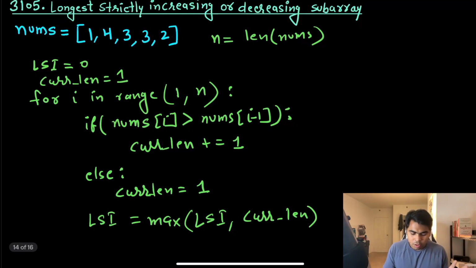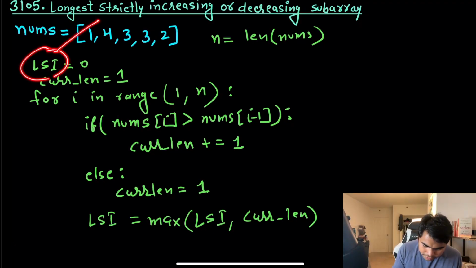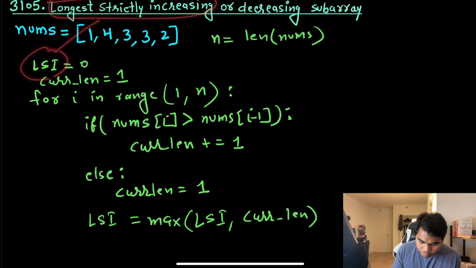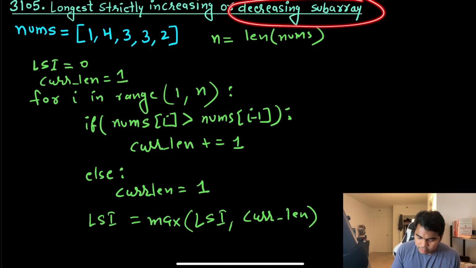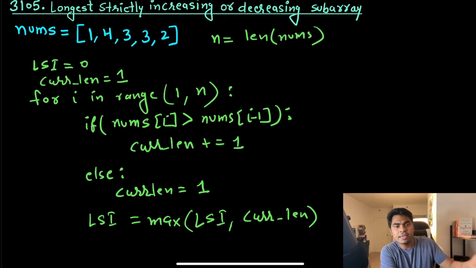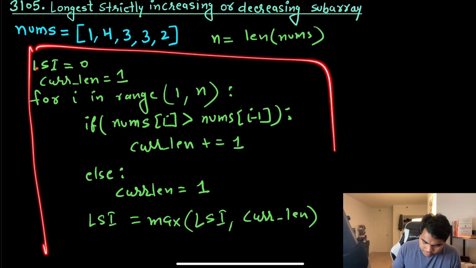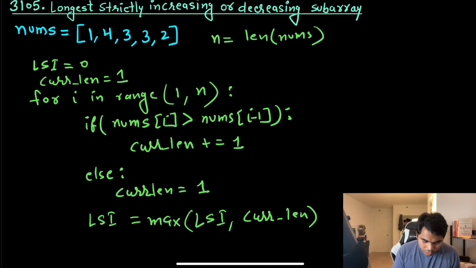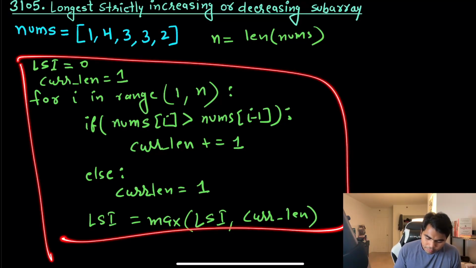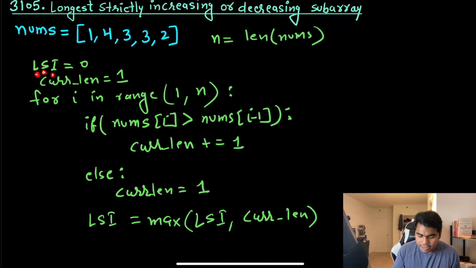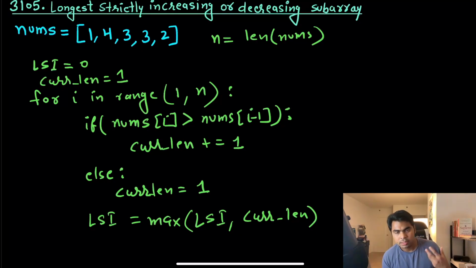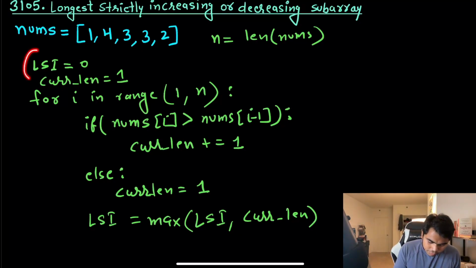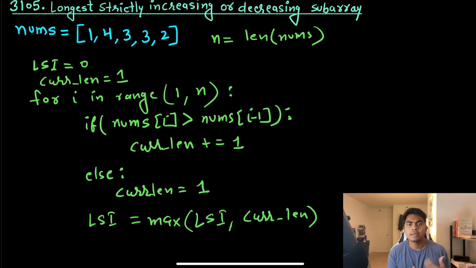However, it's not just longest increasing. We have processed longest strictly increasing, but now we're going to process longest decreasing. The same thing that we are doing here, we can do one more time for LDI, the longest decreasing one, and then out of these two we can return the maximum one.